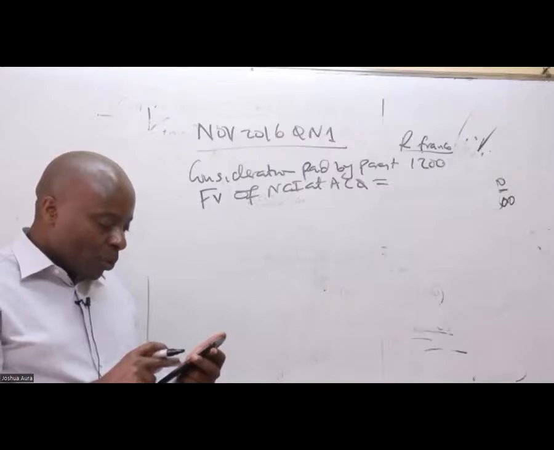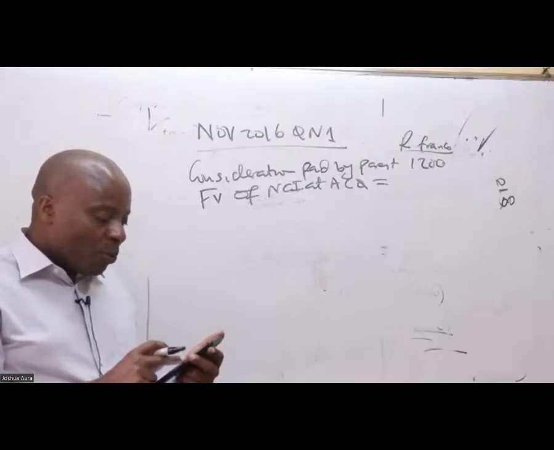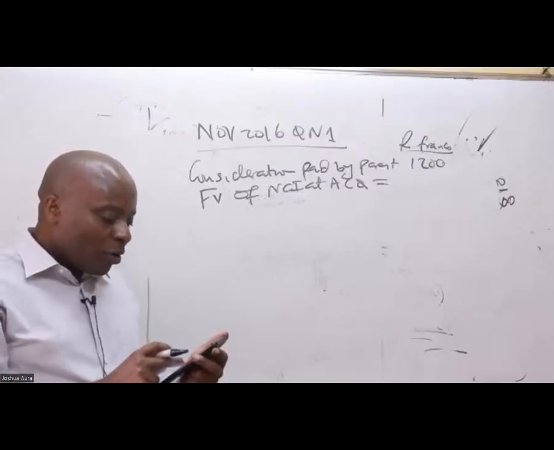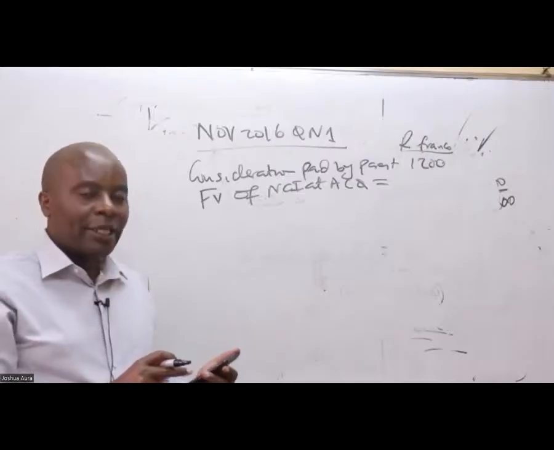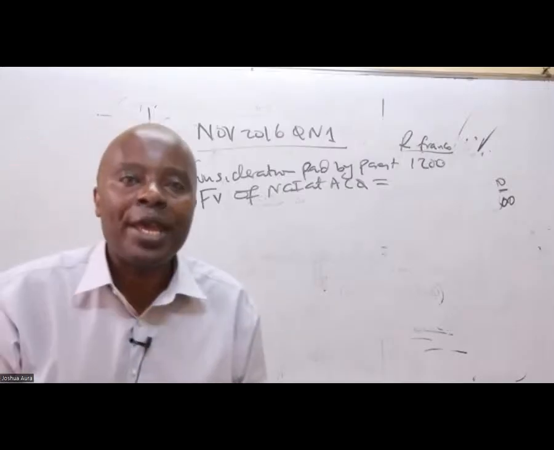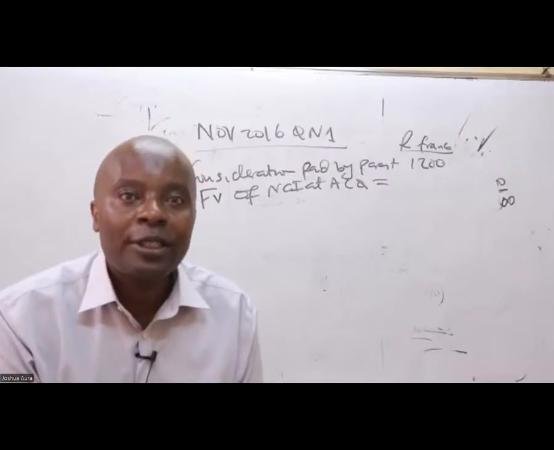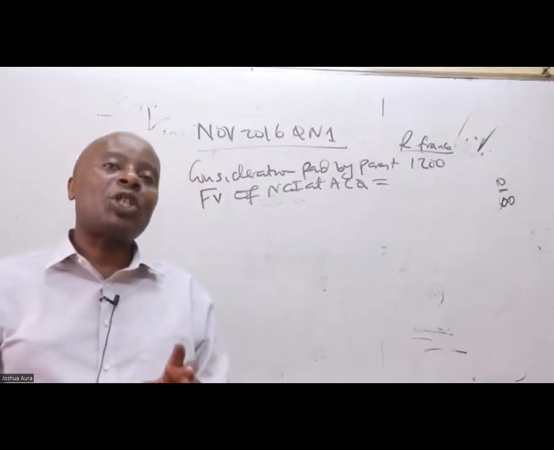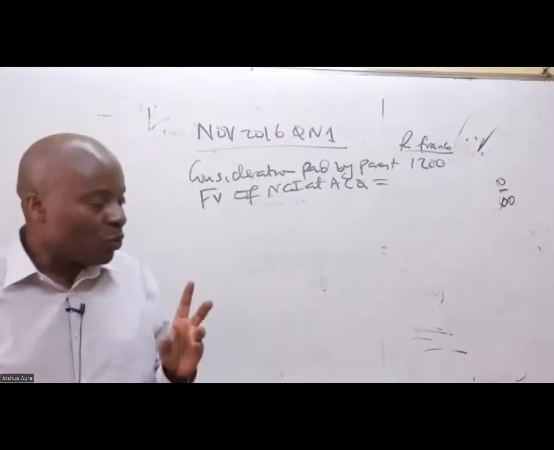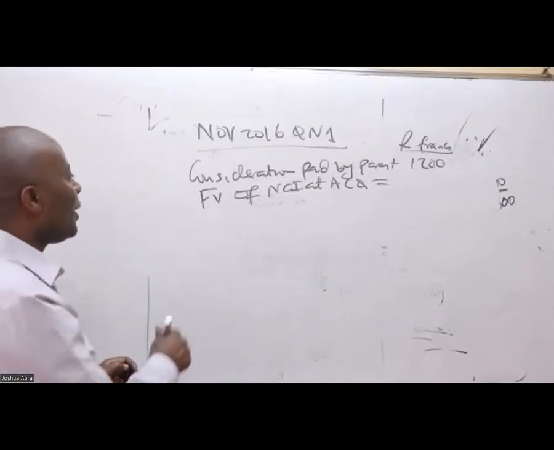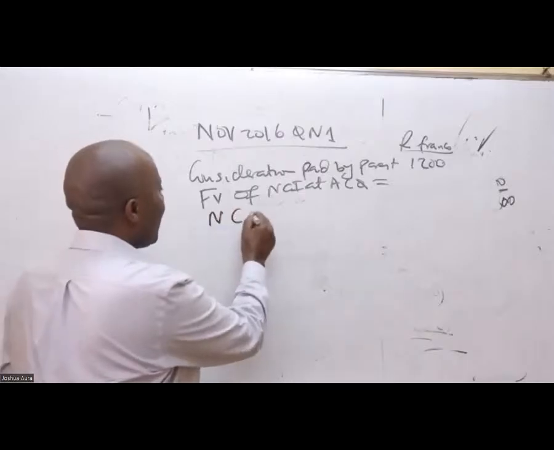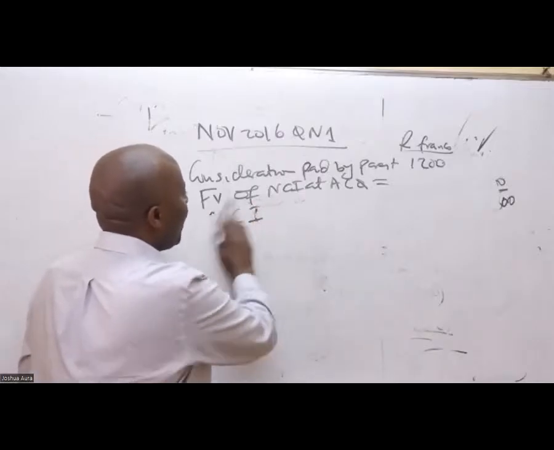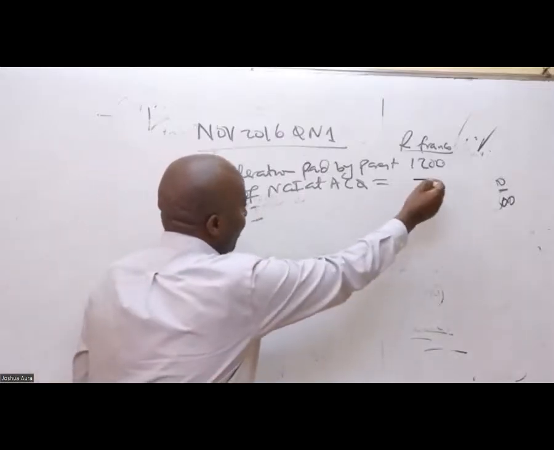The company, it is a group policy to value NCI at acquisition at its proportionate share of the fair value of the subsidiary's identifiable net assets. When I hear that, straight away I know that they want me to make use of the partial method. So in this case, the NCI, fair value of NCI at acquisition, first just leave a dash like that.